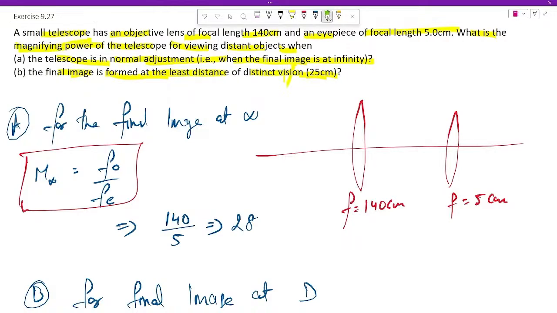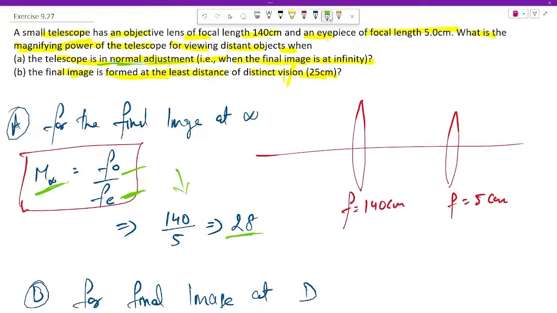So we know the formula for finding the magnifying power. If the image is forming at infinity, then it is given by the focal length of the objective divided by the focal length of the eyepiece. Now if we use this formula, we will get the answer for the first case, that is when the telescope is in normal adjustment, and its magnifying power would be equal to 28 times.